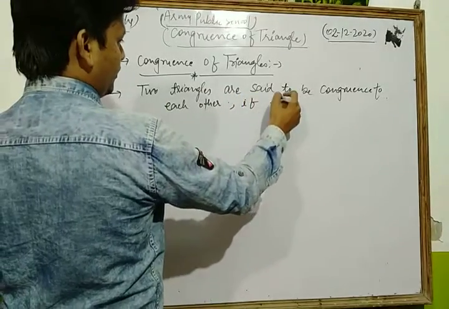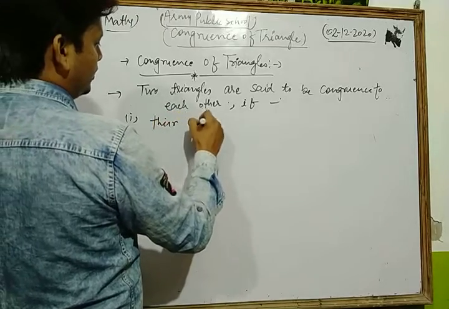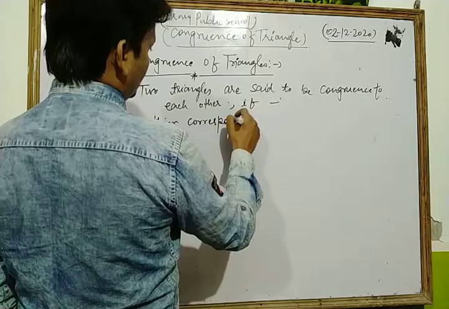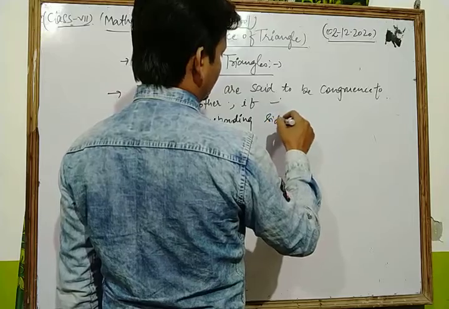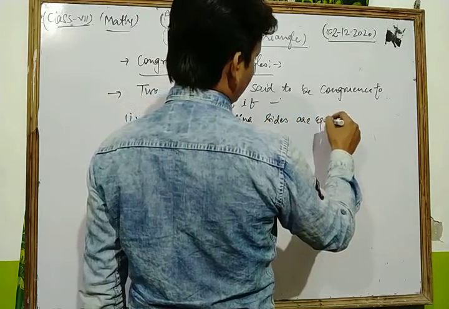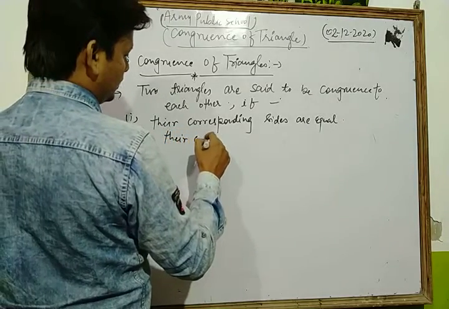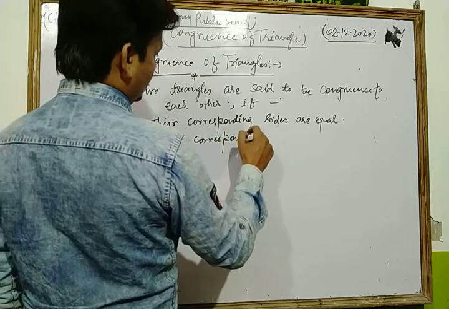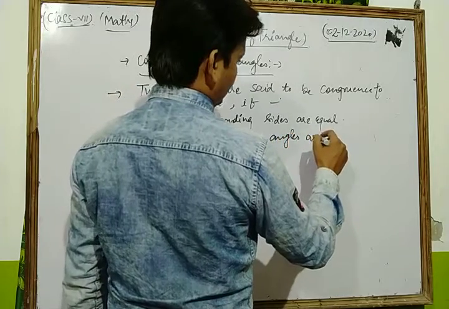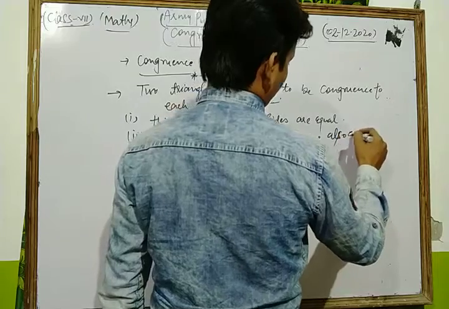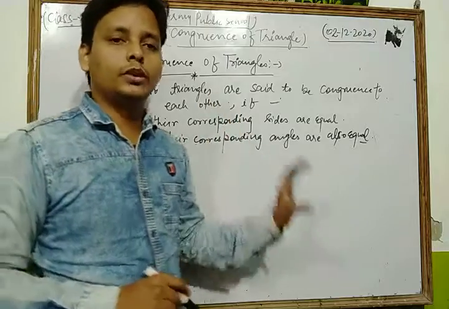if, first point, their corresponding sides are equal, and second point, their corresponding angles are also equal. Okay, so dear student, this is the necessary condition for congruency of triangles.